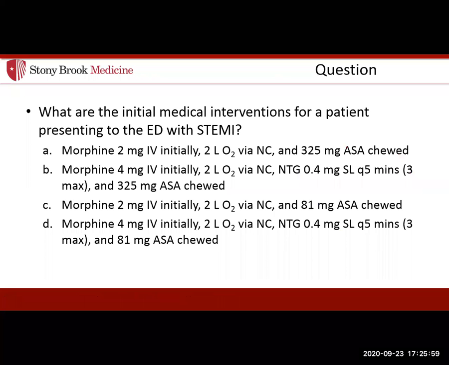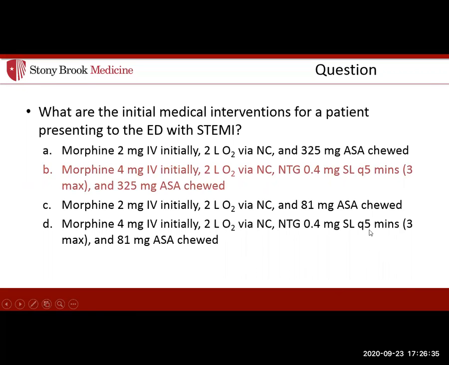So based on the initial therapies we've gone over, we're just going to start off with our first question. What are the initial medical interventions for a patient presenting to the emergency department with a STEMI? If you want to think back to the chart on MONA, that might help you. Yes, correct. So the answer is B. As we had the doses listed of morphine, oxygen, as well as sublingual nitroglycerin, and most importantly, loading the patient with 325 milligrams of aspirin.